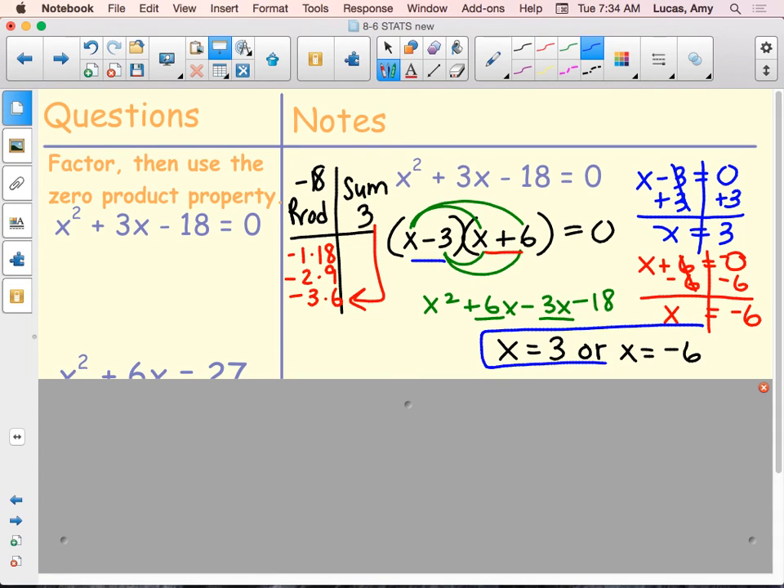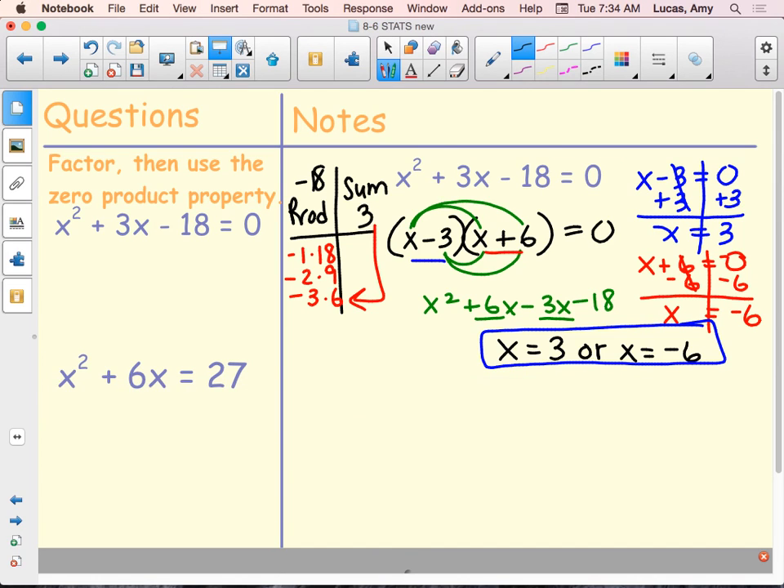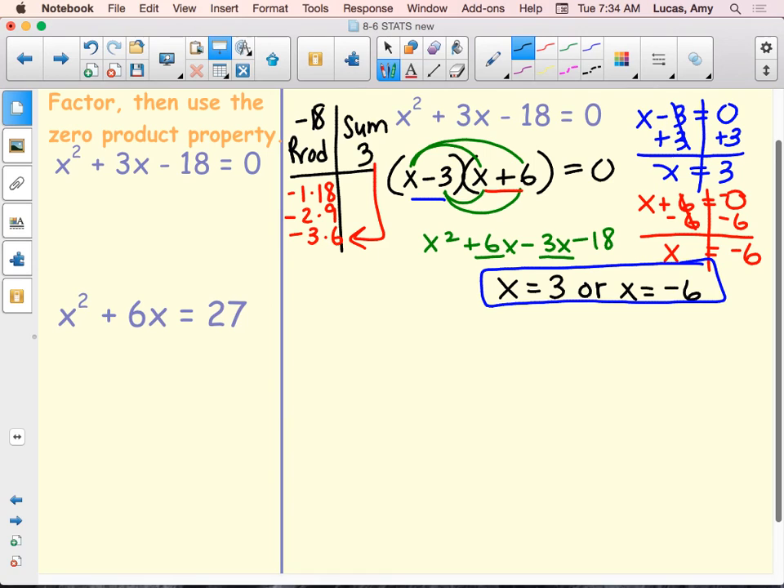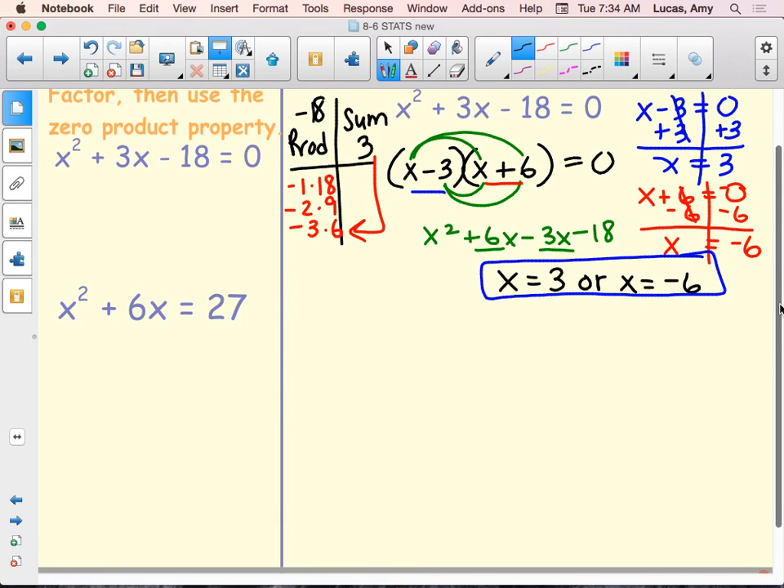So those are the two numbers that when you plug them in this quadratic on the left-hand side, you would get 0 for your answer. So the zero product property, you factor first, then you set each of your binomials equal to 0, and you solve it.